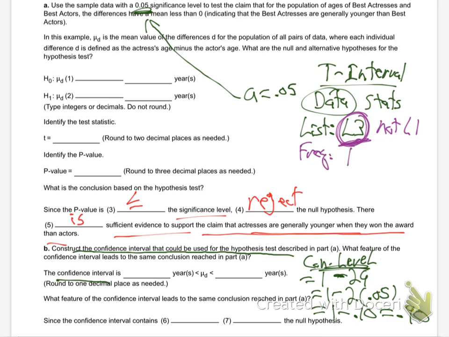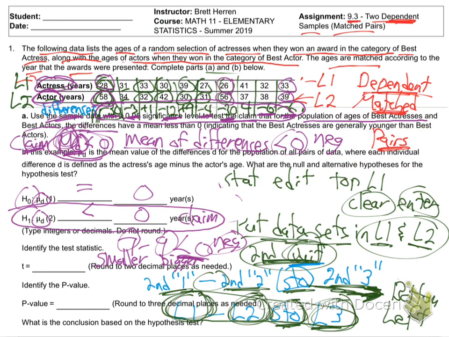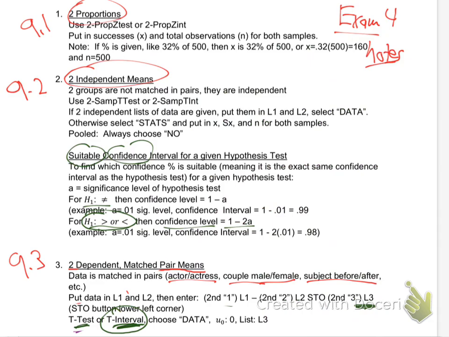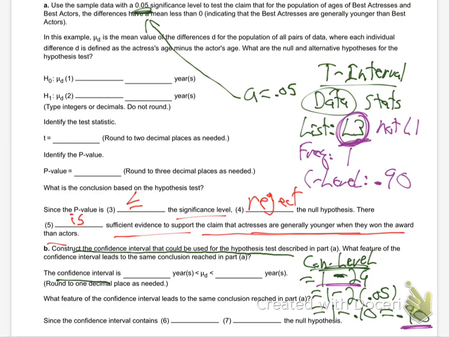Frequency is 1. The confidence level is, we decided 0.90, right? 90%. Remember how we came up with that? We decided that when your H1 is less than, it says for less than or greater than, 1 minus 2a. So we did 1 minus 2 times 0.05, the significance level, and 2 times 0.05 is 0.10, 1 minus that is 0.90. So confidence level 0.90.